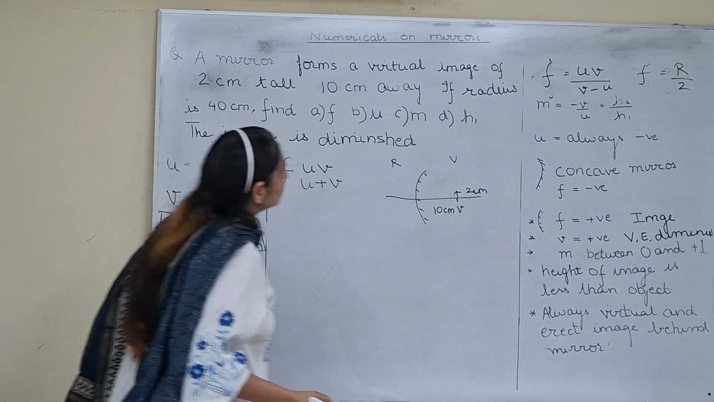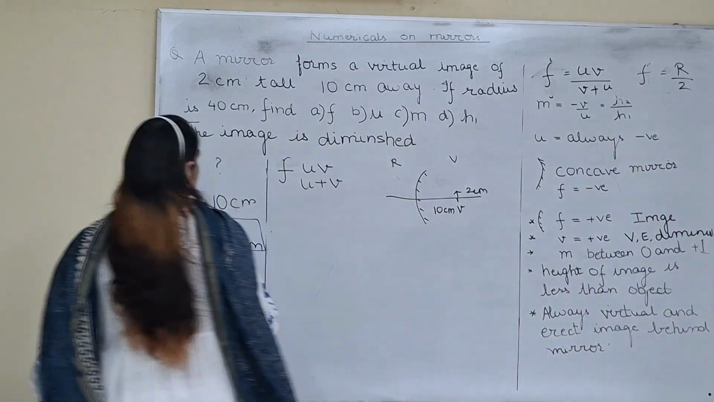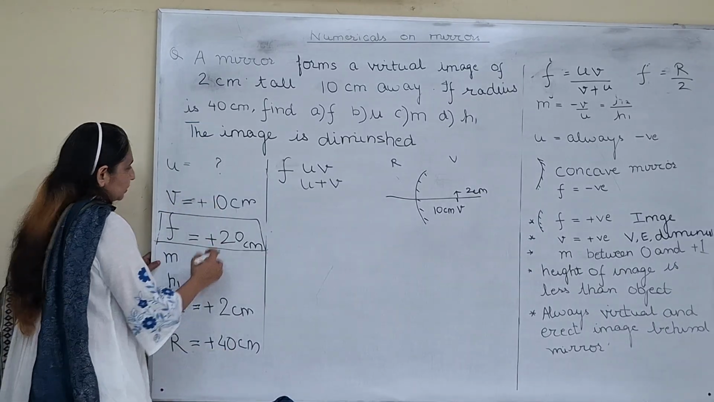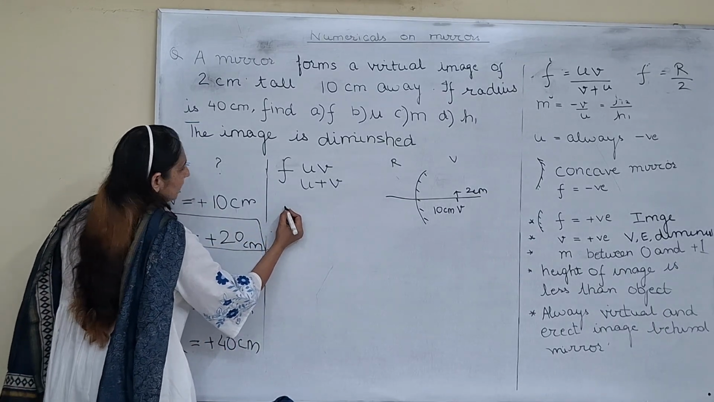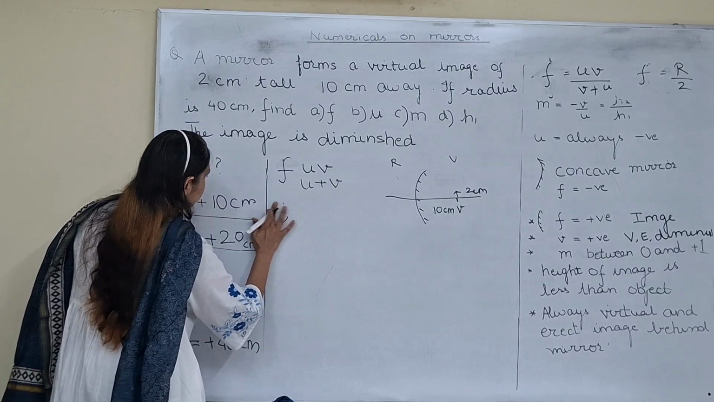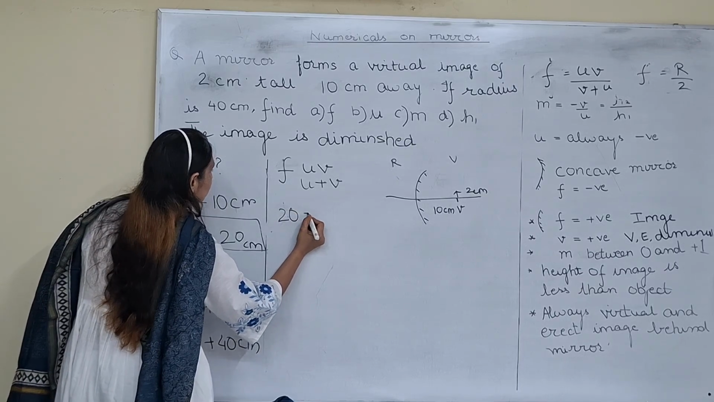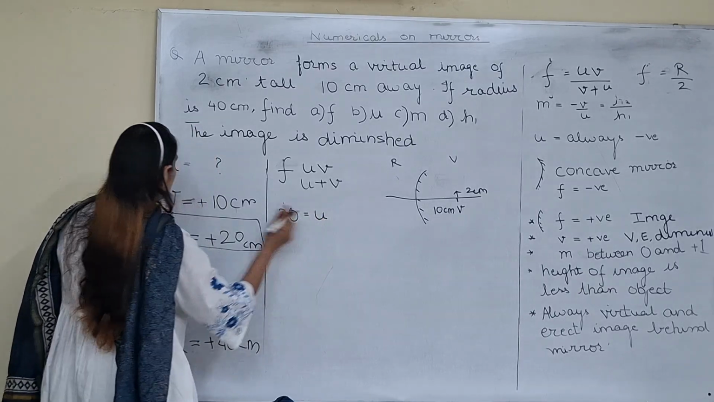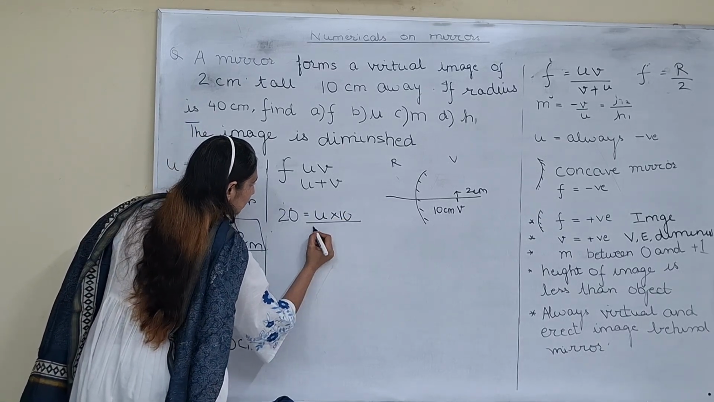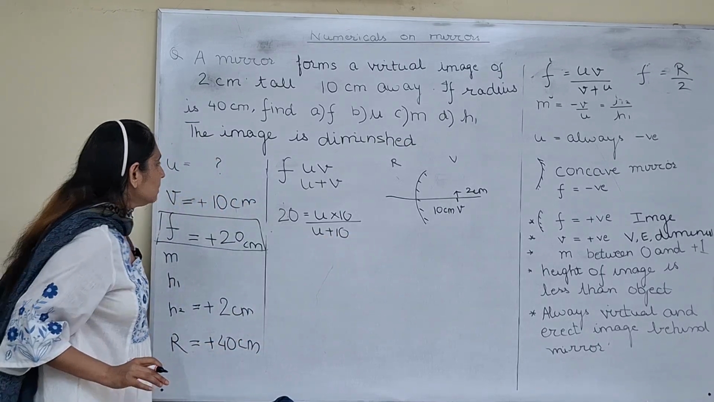I think I wrote something else here. Yeah, sorry. So this is the basic formula for mirrors. Now I'll put the values. 1/f, f is positive, is equal to 1/U, we don't know U, and V is positive 10, and again 1/U plus 1/10. Okay, now we have to solve it.